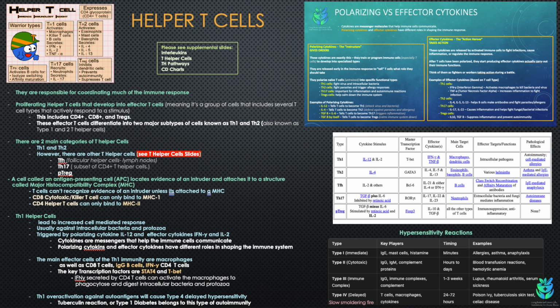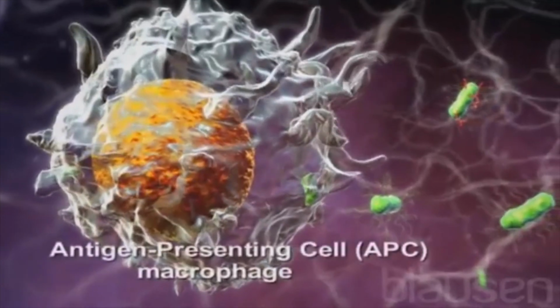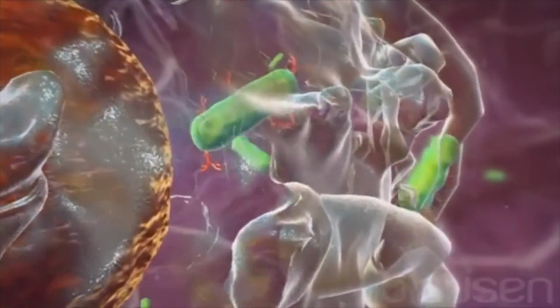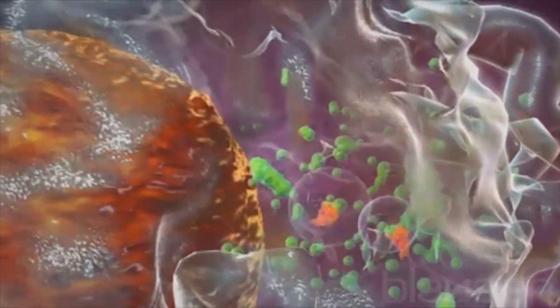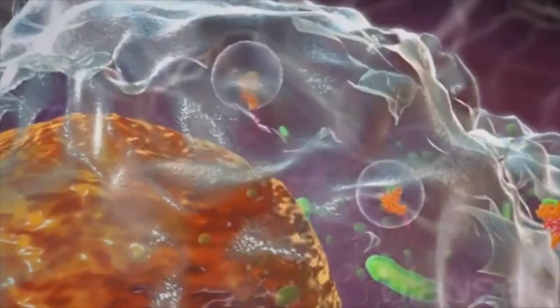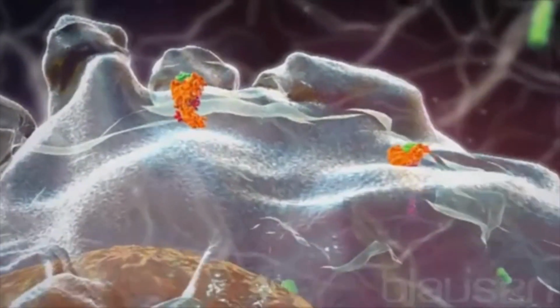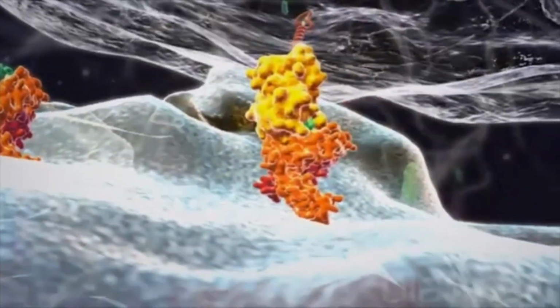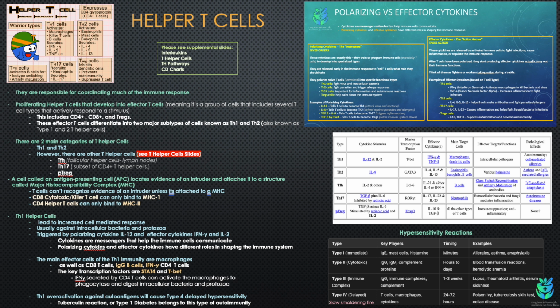So as we learned earlier, an antigen-presenting cell locates the intruder, pathogen or bacteria, and it gobbles it up into the phagosome. And then when it breaks it all up, it starts sending the pieces and parts to the surface of the cell, and it uses the major histocompatibility complex to connect with the T cells. And we learned this a little bit ago. T cells can't recognize evidence of an intruder unless it's attached to the major histocompatibility complex. CD8 cytotoxic or killer T cells can only bind to MHC1. CD4 helper T cells can only bind to MHC2.